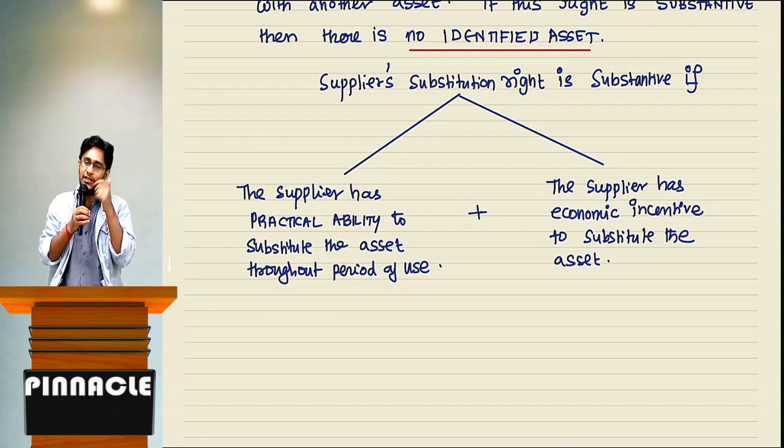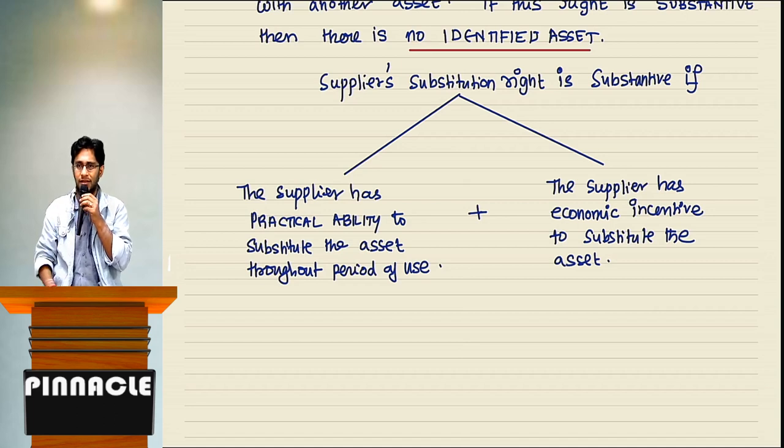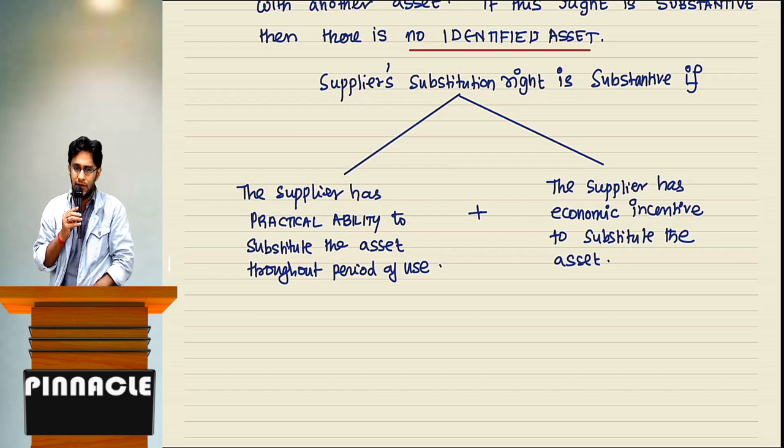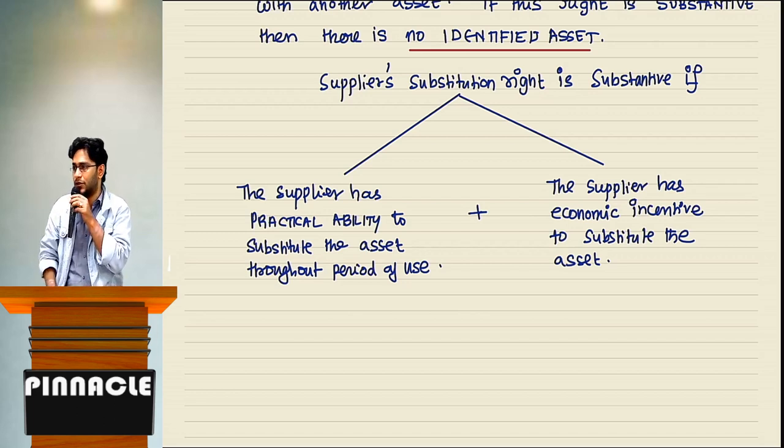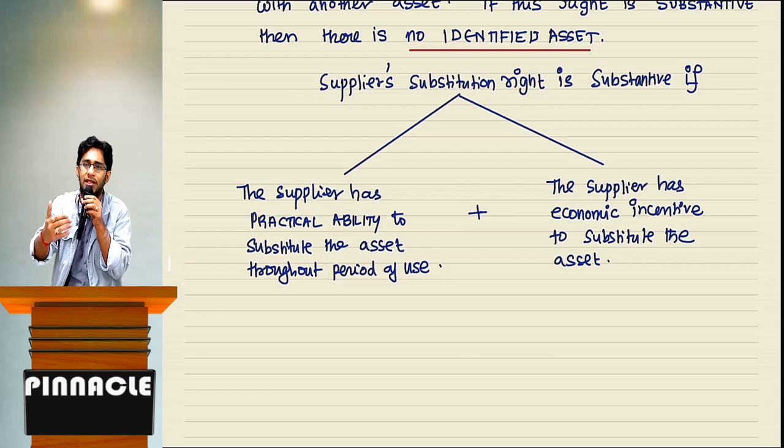For example, the lease period is 5 years, sir. What you told me is, you are the owner and supplier of the asset, I am the lessee. Lease is for a period of 5 years. After 4 years, I might replace this asset with a similar asset. Now, do you have a right to substitute? Yes. But when? Only after 4 years, not before that. So your right cannot be exercised throughout the period of usage. You can exercise this right only after a particular date.